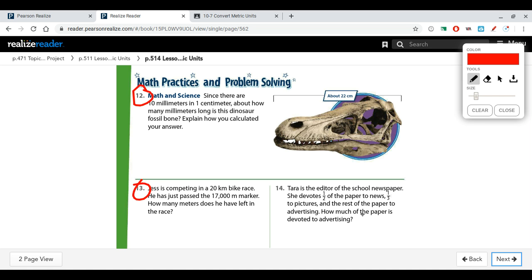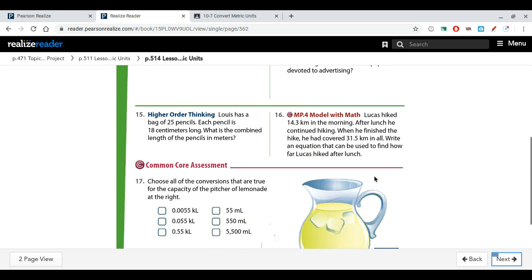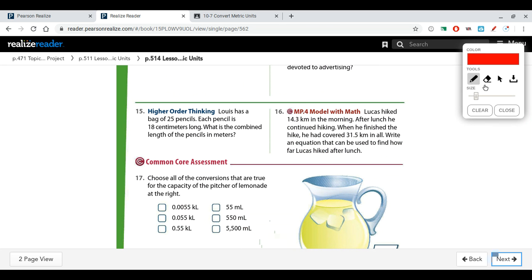If you have time and you'd like to do it, go ahead and go for it. So you're going to do 12, 13, and then I'd like for you to do 15, 16, and 17. So you're doing problems 5 through 13, and then you're doing 15 through 17.